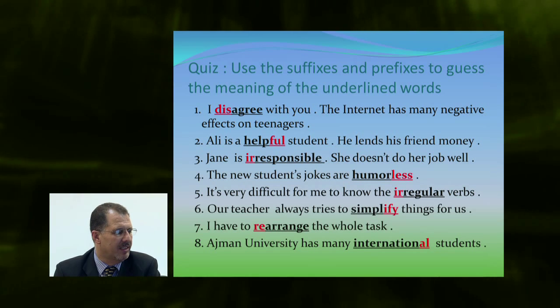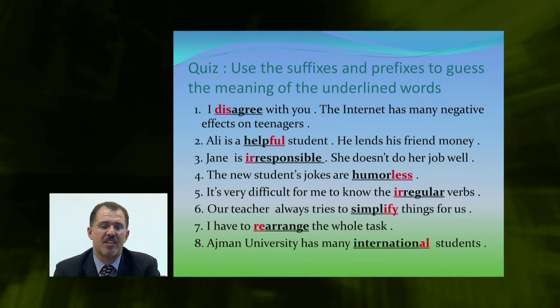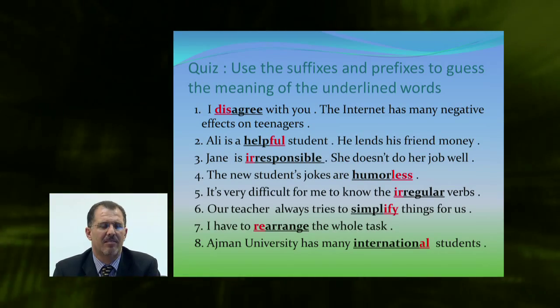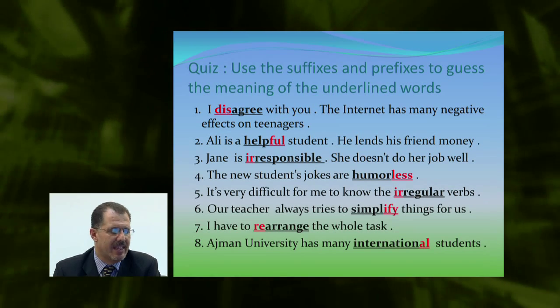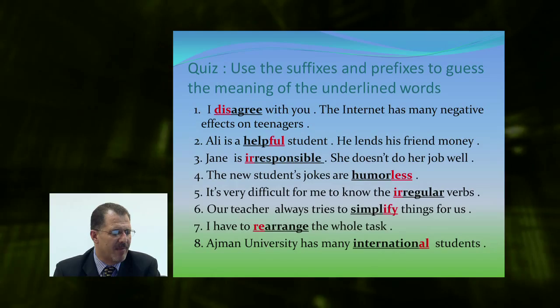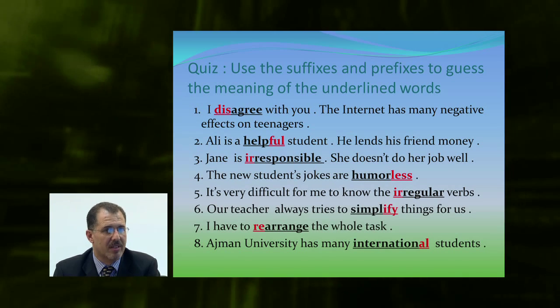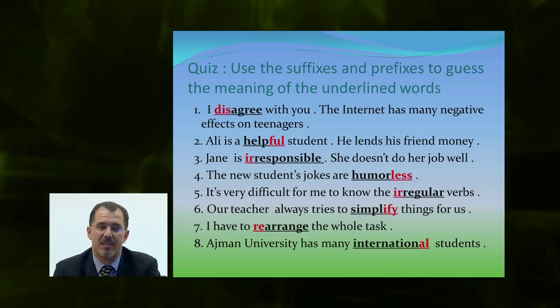Okay, the last one. Ajman University has many international students. The suffix here is al, which means related to. Do you remember the example we talked about? Industrial, chemical, and so on. Here, international. When I say Ajman University has many international students, try to guess the meaning of international by following the same strategy. By this, we have come to the end of our quiz. I want you to please go over these sentences and try to guess the meaning of these words by using the prefixes and suffixes strategy.